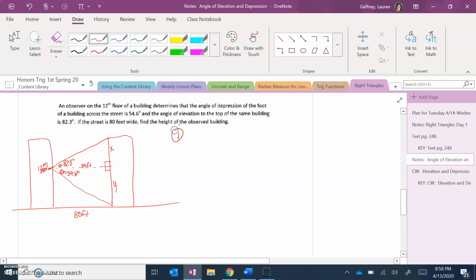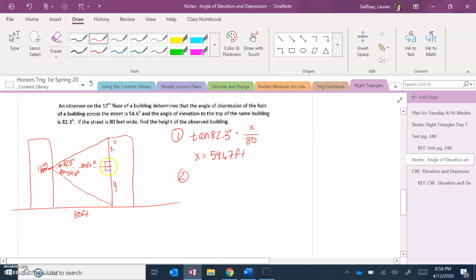If I'm looking at the top part right now, focus on this right triangle. If I know this angle, this side's the opposite and this side would be the adjacent, so that would be tangent. So tan of 82.3 degrees, make sure your calculator's in degrees, equals opposite over adjacent. Cross multiply, basically you're taking tan of 82.3 times 80 and you get 591.7 feet. So that's the x.